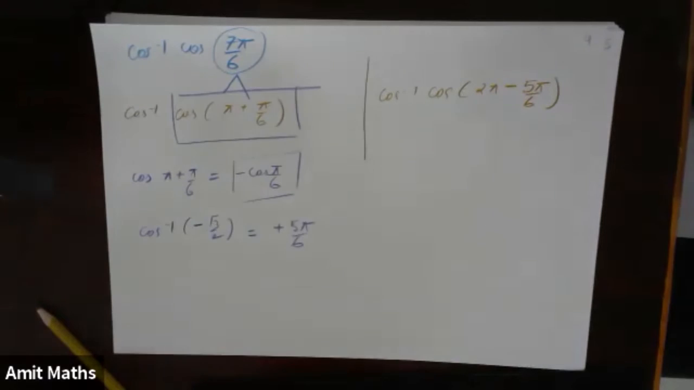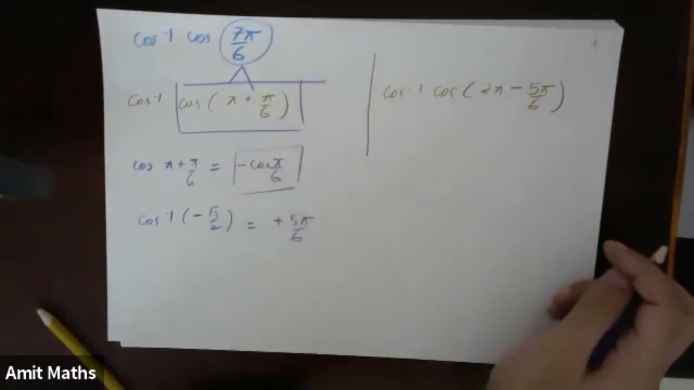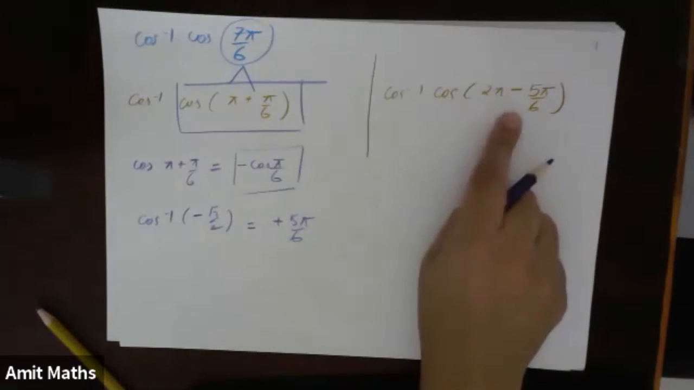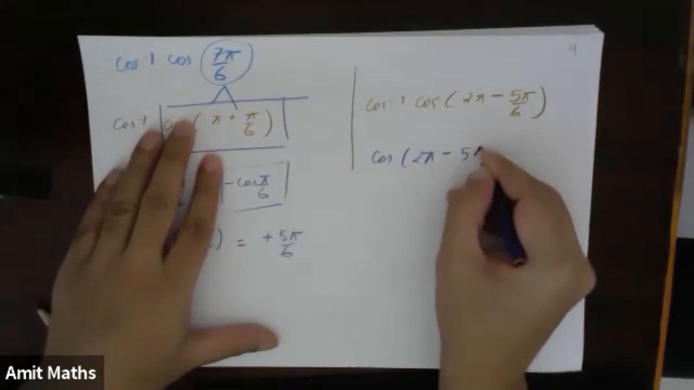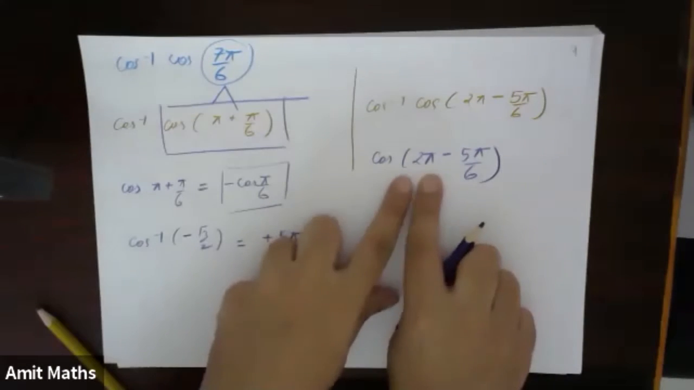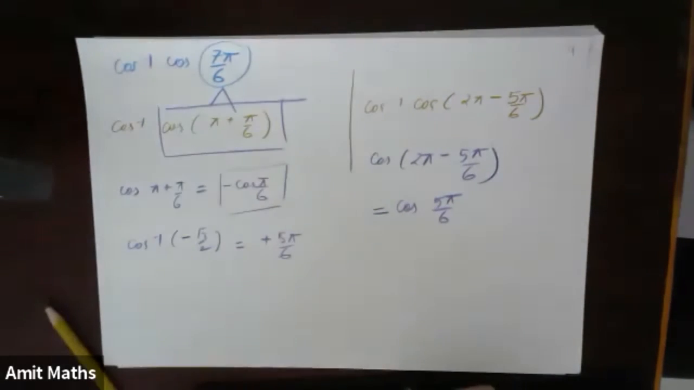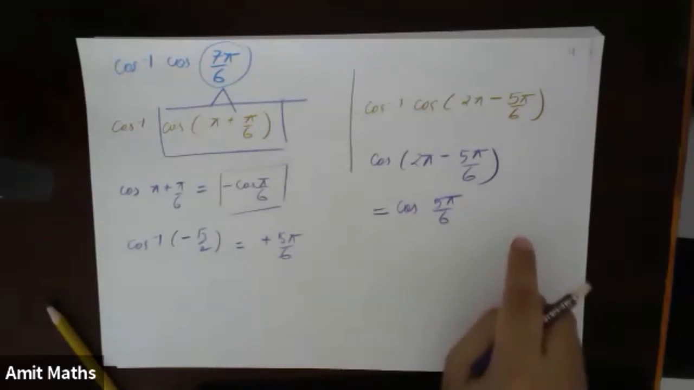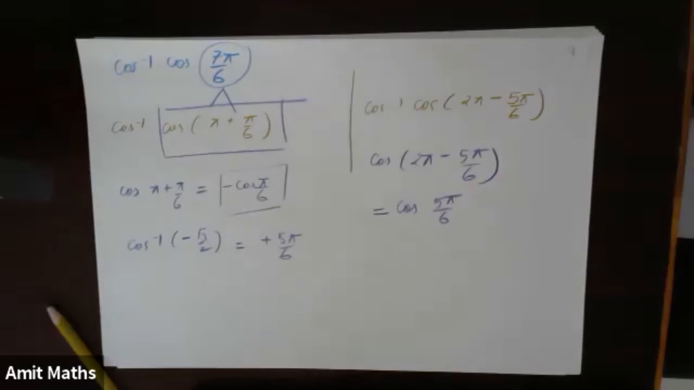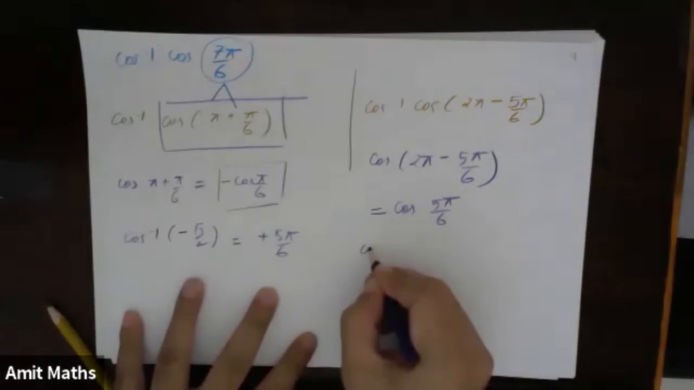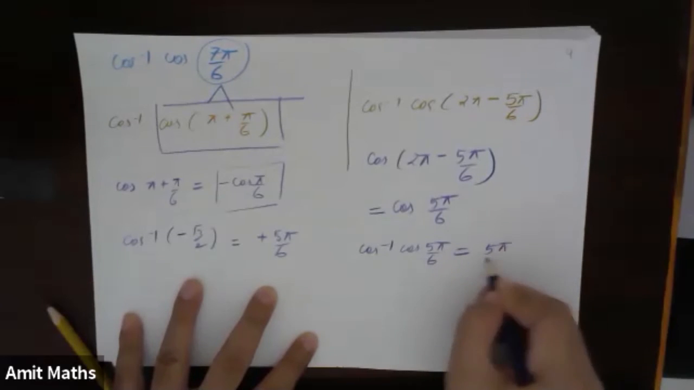Understood? Now, this minus we have taken care of in this case. Why? Because cos of 2 pi minus 5 pi by 6 is nothing but cos of 5 pi by 6. Now this is between its principal value, 0 to pi. So cos inverse of cos of 5 pi by 6 will simply give you 5 pi by 6.